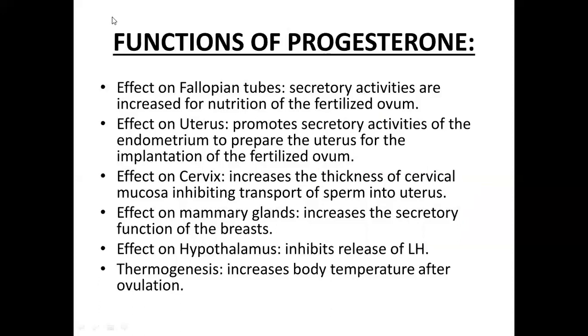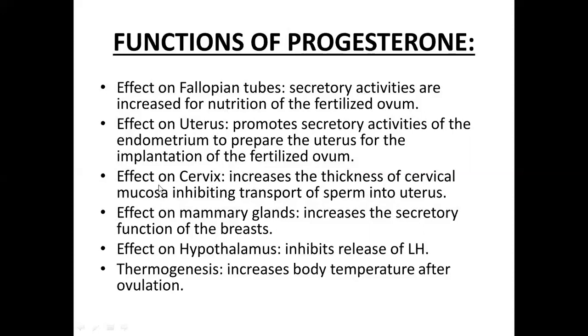Second one, effect on uterus, promotes secretory activities of the endometrium to prepare the uterus for the implantation of the fertilized ovum. Before the egg gets fertilized, the uterus needs to be prepared, in the sense the inner layer of the uterus needs nutrition so that it can help in the implantation of the fertilized ovum or the fertilized egg. Next, we have effect on cervix, or the area where the sperms come and attach to the egg.